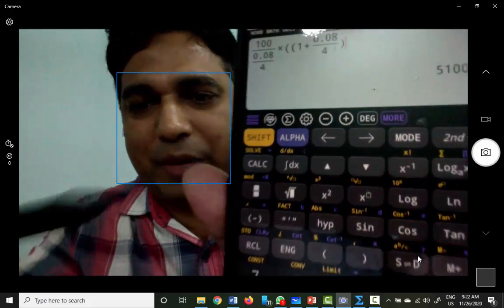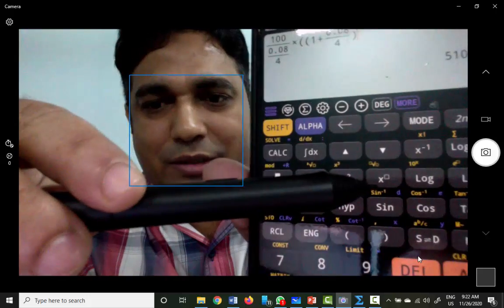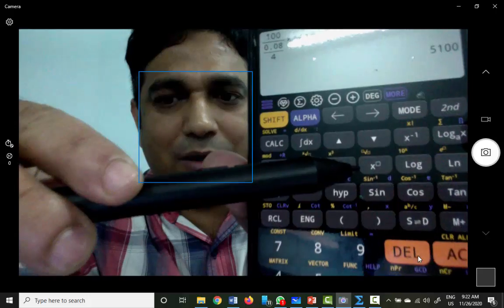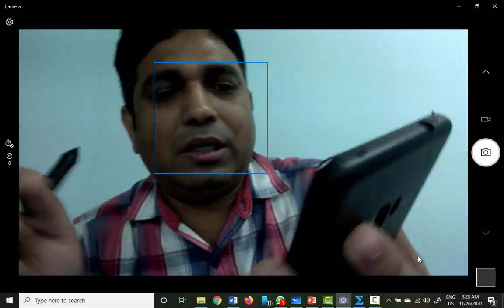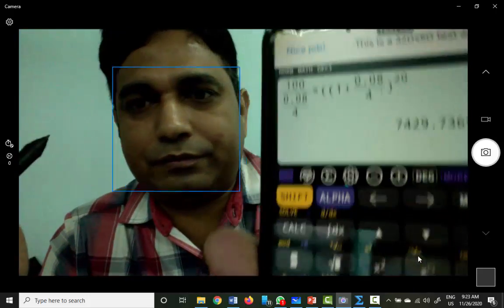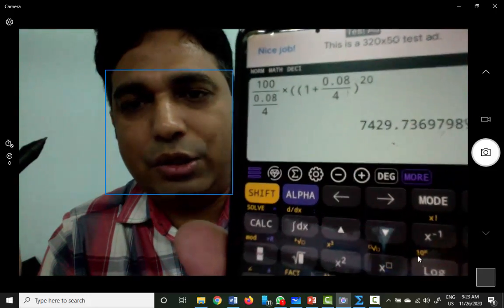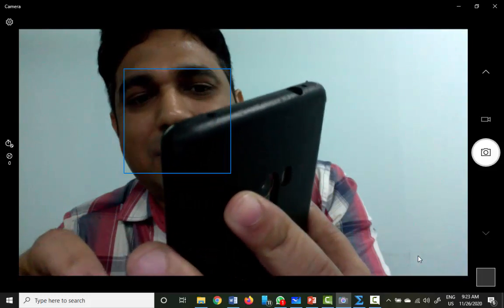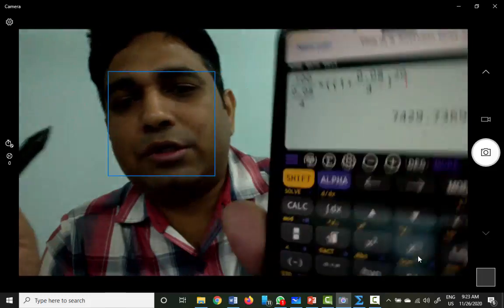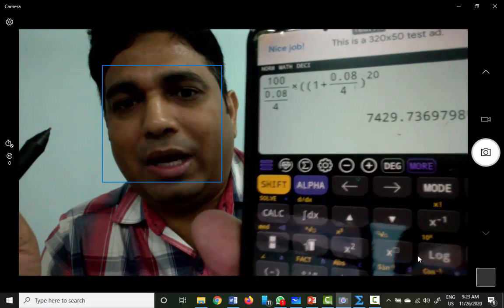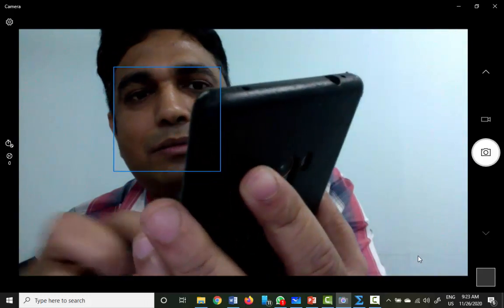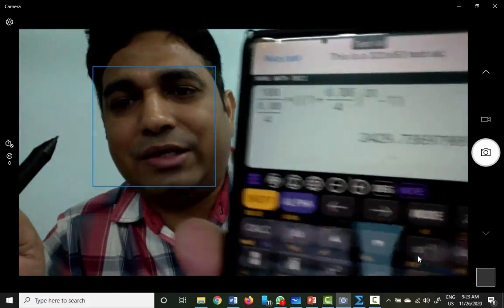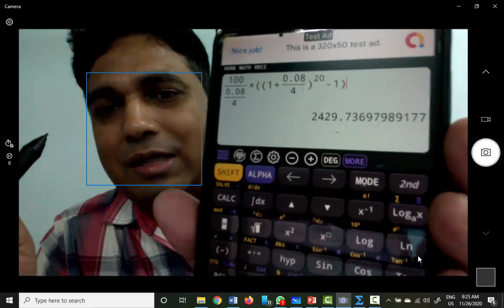And now we need to get the power button. So this is the power button. If you press this button, now you can press 20. So now again we need to come out of the power. So we can just press this button. The cursor came out from the power, and now we will press -1 and we can close the bracket. So as you can see, we already got the answer.